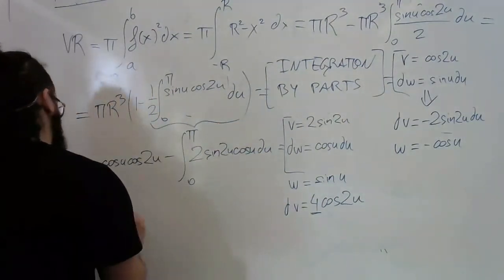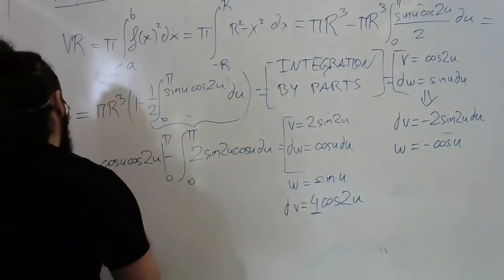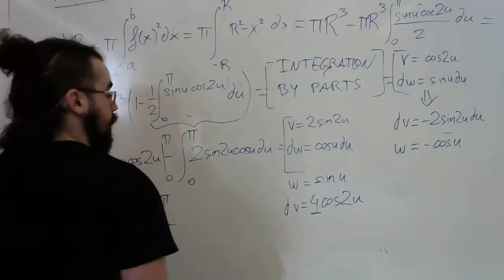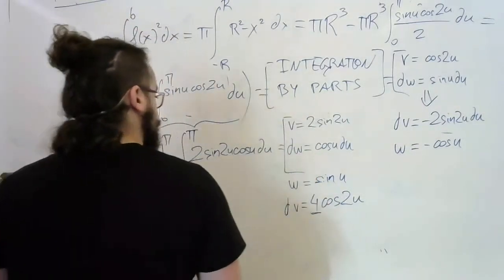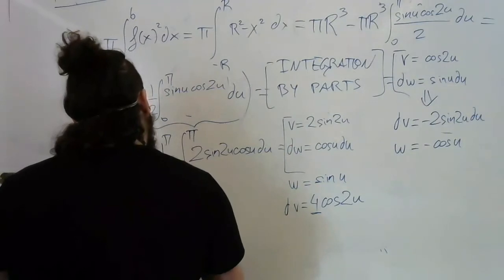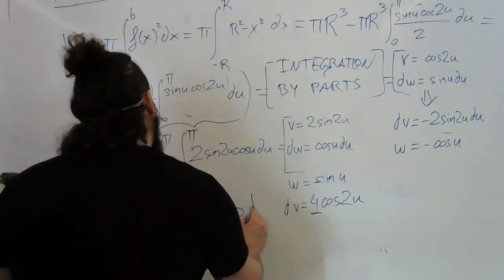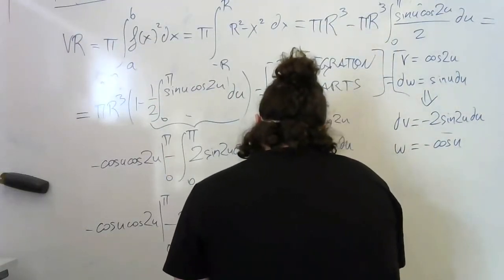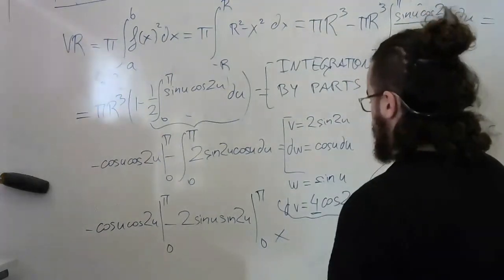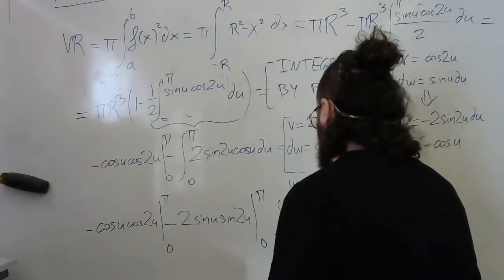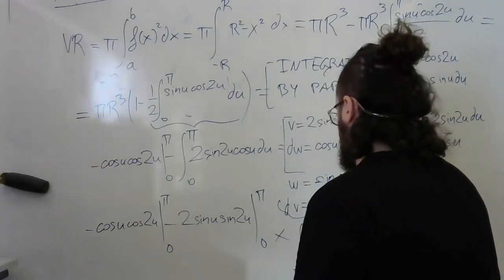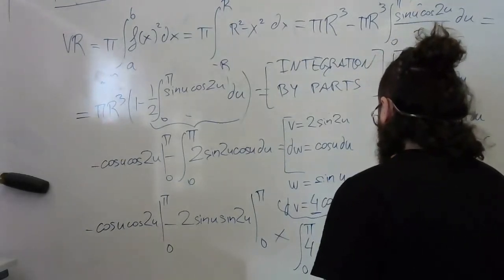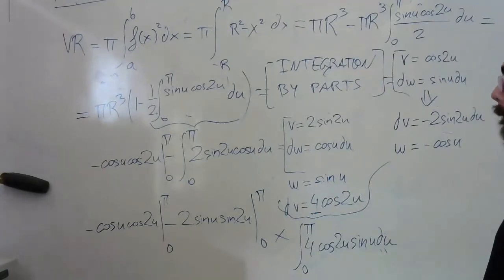So we have minus cosine U cosine of 2U from 0 to pi minus 2 sine U sine 2U between 0 and pi, and minus with this minus is a plus. This thing right here, 4 cosine of 2U sine of U differential of U. Okay?